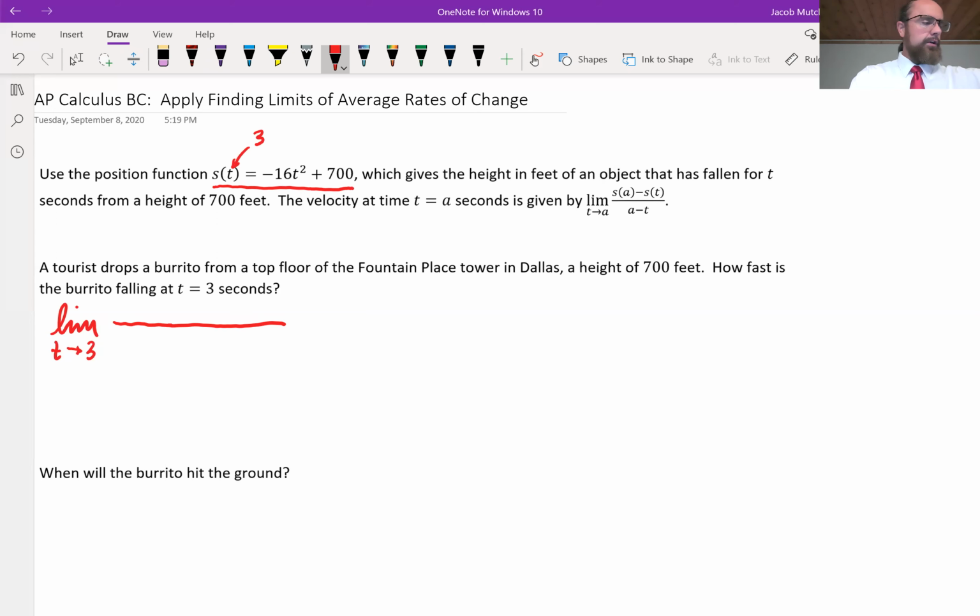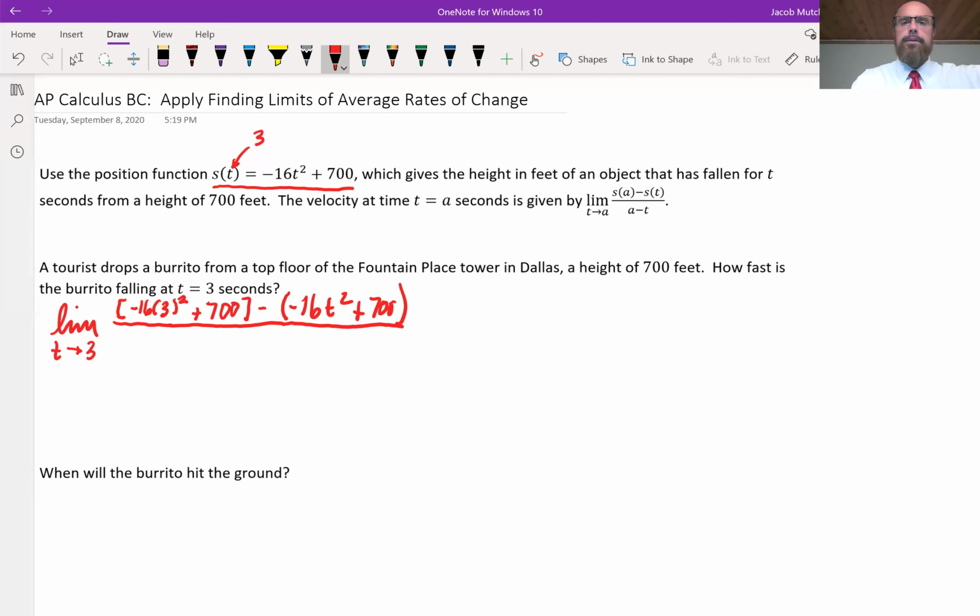So the way that looks for us is going to be negative 16 times 3 squared plus 700. And that's that S of a. I'm going to subtract from that the original function as it is, S of t, the position function for this falling burrito. So that difference is going to be negative 16t squared plus 700.